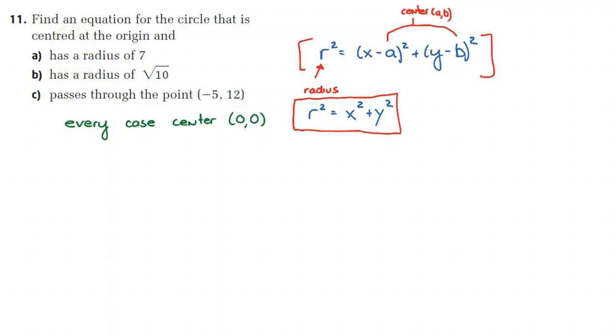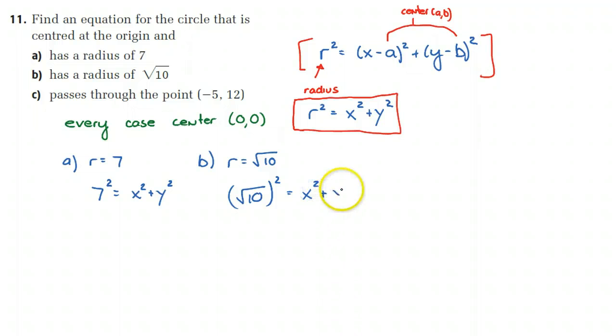So if the radius is 7, that means r equals 7, so therefore we get 7 squared equals x squared plus y squared. So there's part A done. B, if the radius is equal to the square root of 10, then what we end up with is the square root of 10, all squared, is equal to x squared plus y squared.